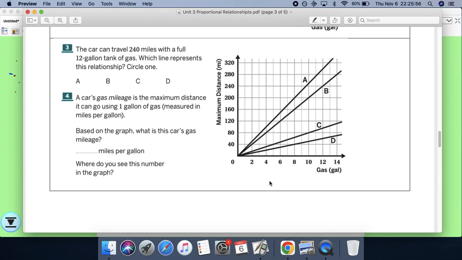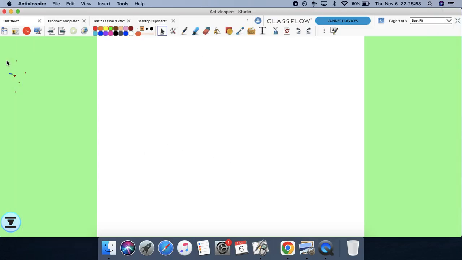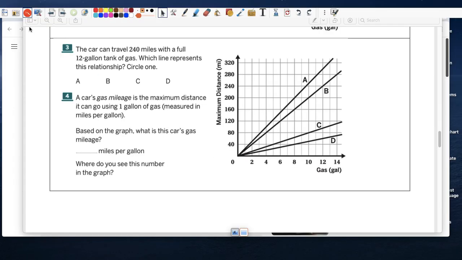All right. So, not a big deal. You're given 5 different cars. Car A, car B, car C, car D. And I want to know which of these lines represents a car that can drive 240 miles with 12 gallons. Well, that's not that hard, right? So let's go to 12. Here's 12. So is it car D? No, because car D with 12 gallons, I can drive that much. That's about 60.